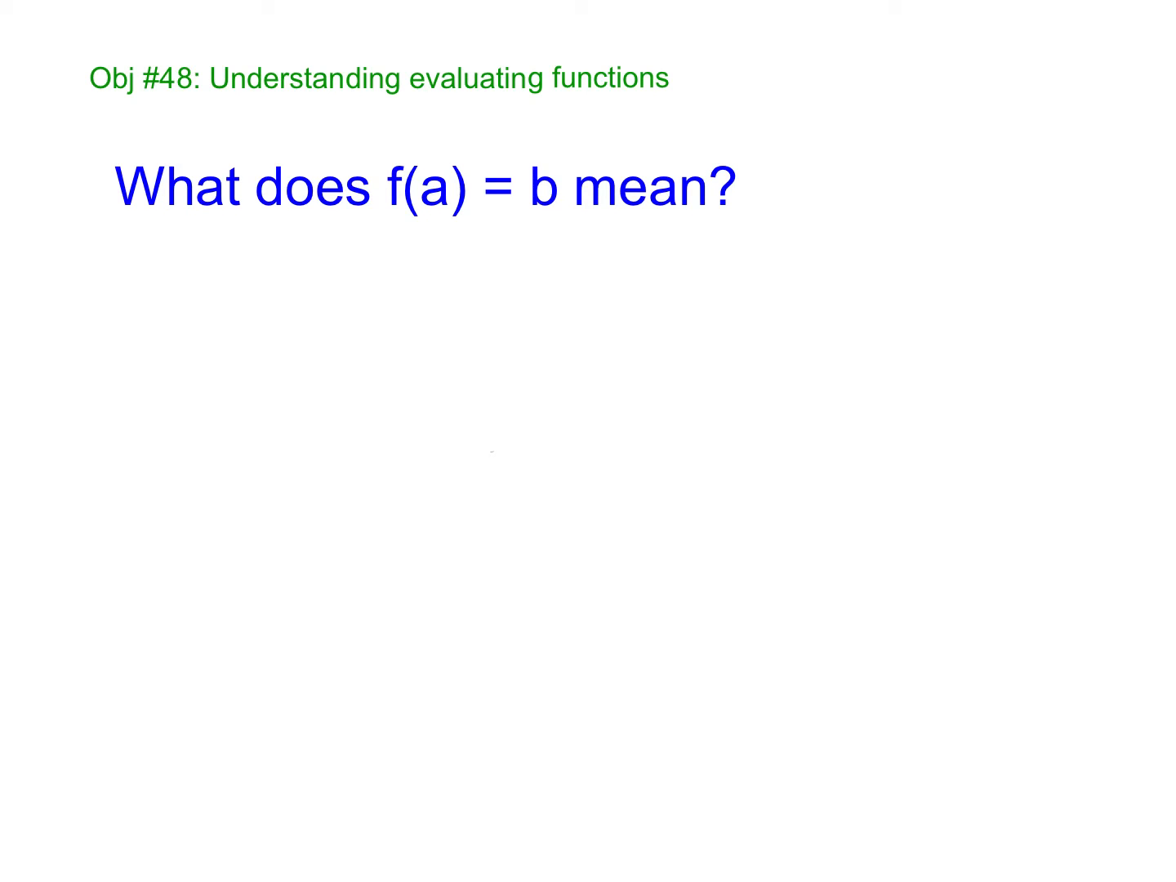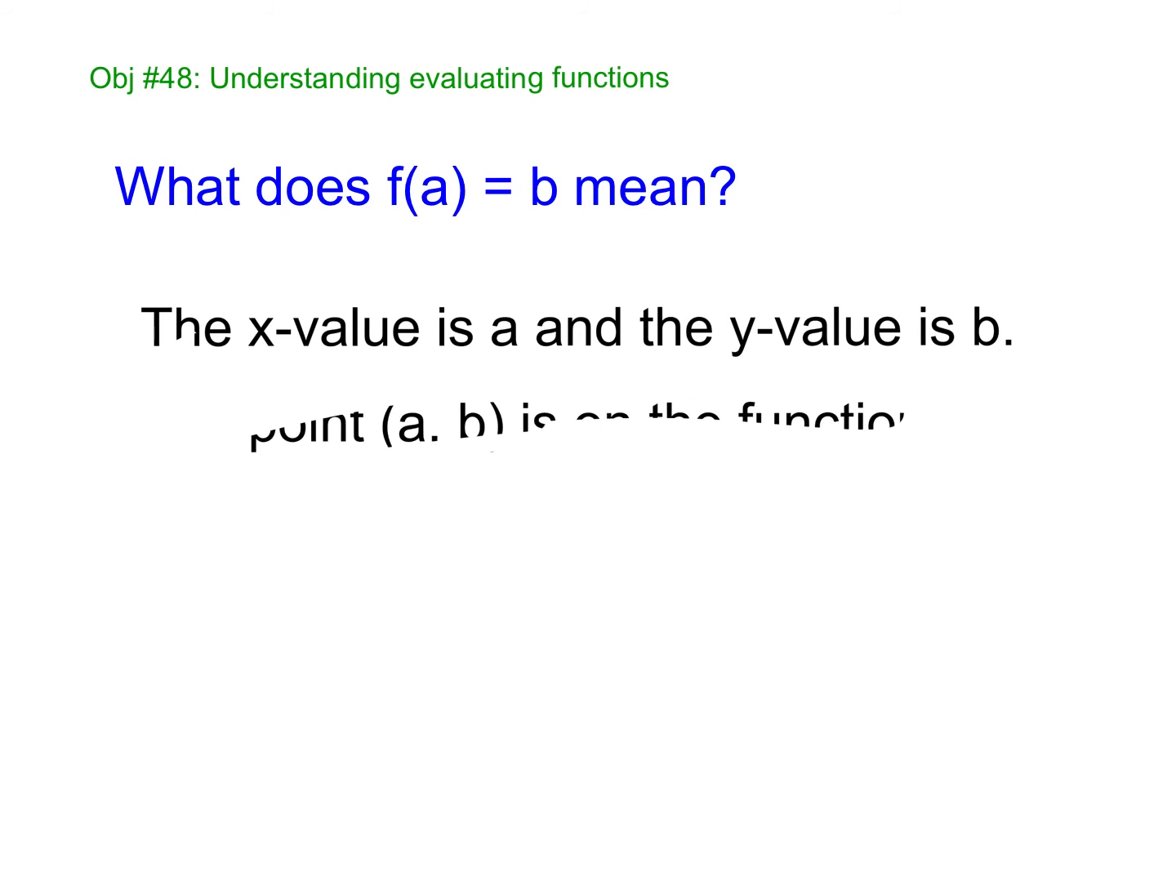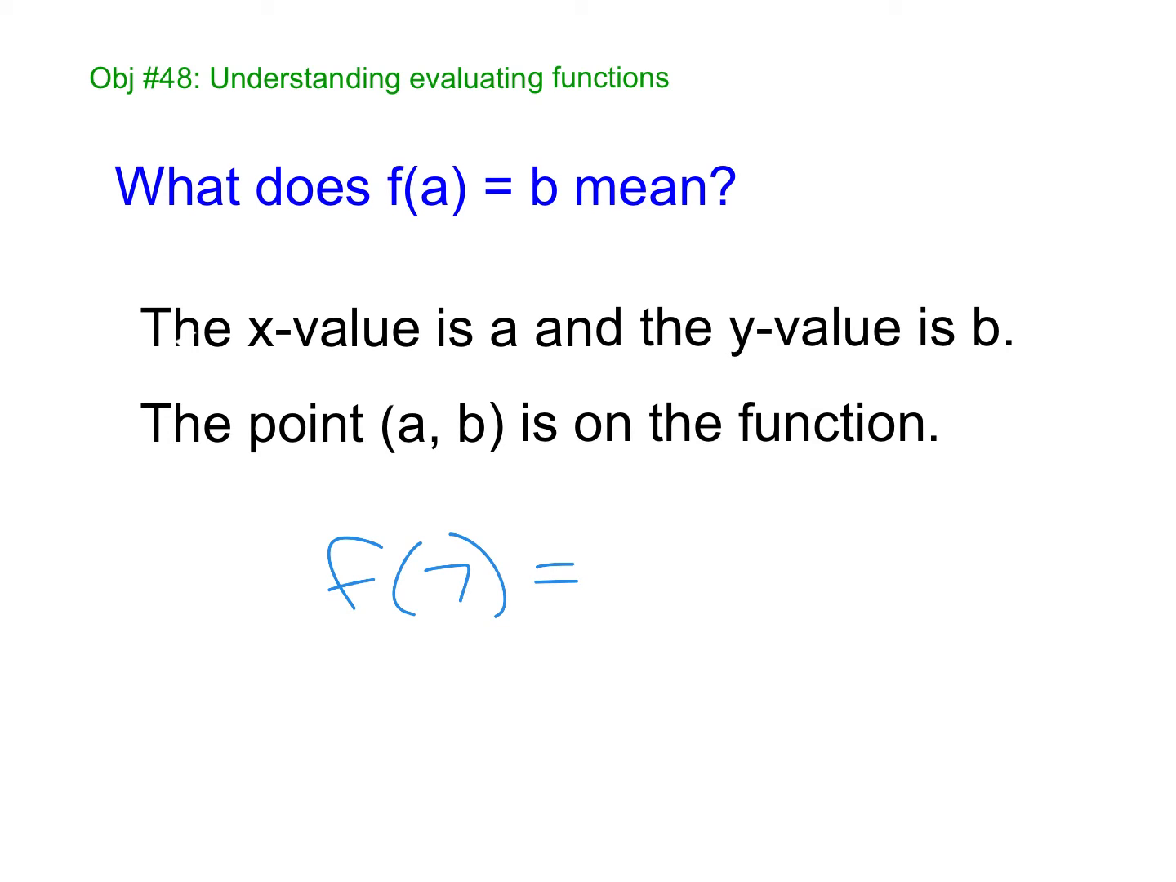Okay, what does f of b mean? That's another thing we talked about in class, but I wanted to make sure we wrote it down. f of a equals b, right? The a is your x value, and the b is your y value. So it means the point (a, b) is on the function. So if I have f of 7 equals 3, that means on that equation, (7, 3) is on the equation. Okay? It could be a graph, it could be just a line, it doesn't really matter.